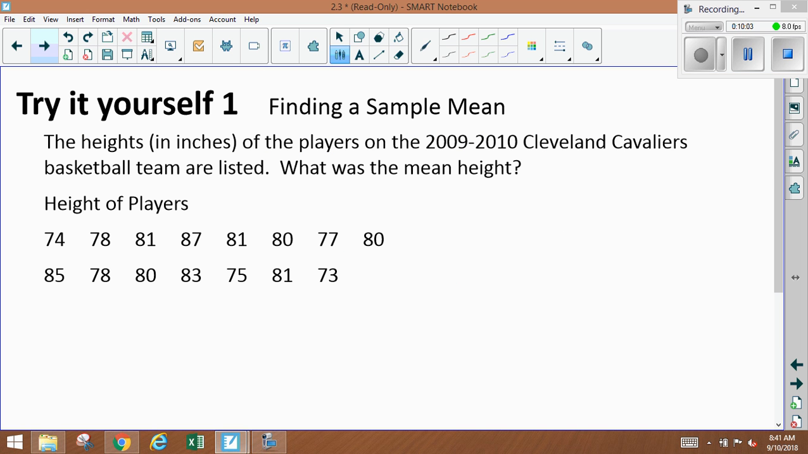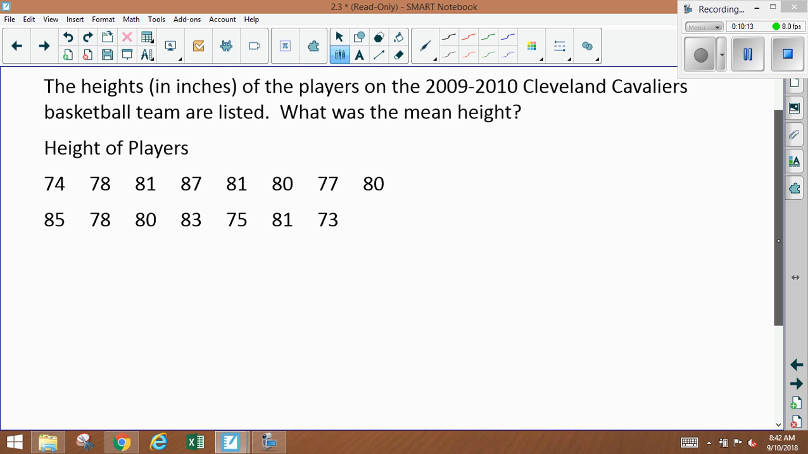Let's do it again. The heights in inches of players on the 2009-2010 Cleveland Cavaliers basketball team. What was the mean height? Let's look. Is it all of them? It looks like all of them. It doesn't say a sample. Doesn't say a sample.